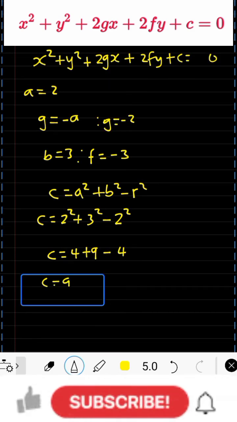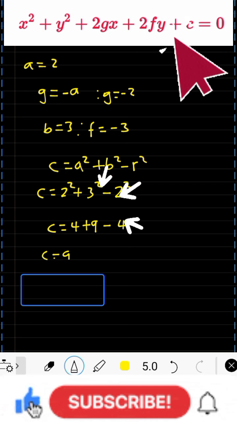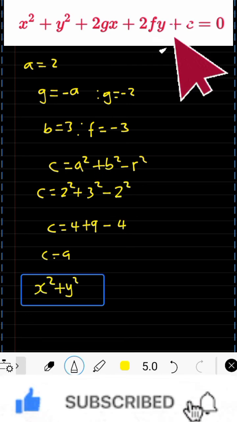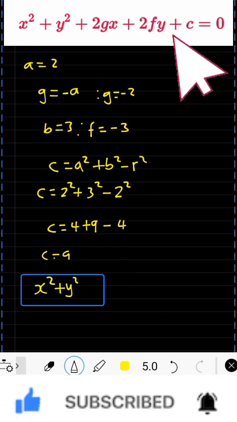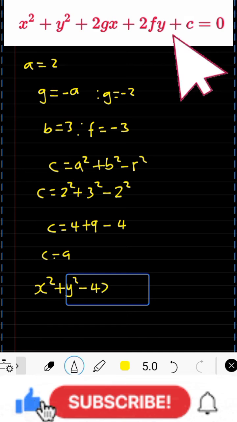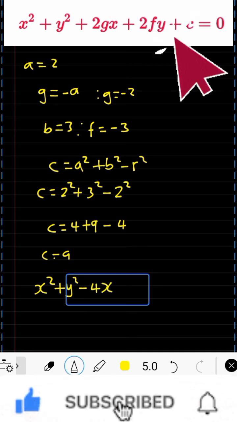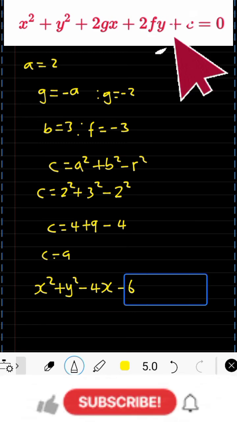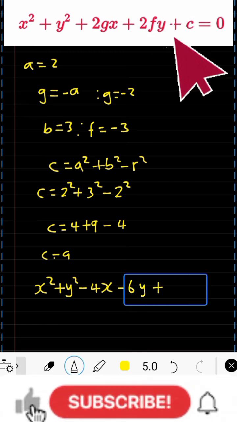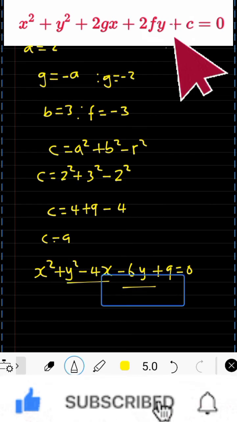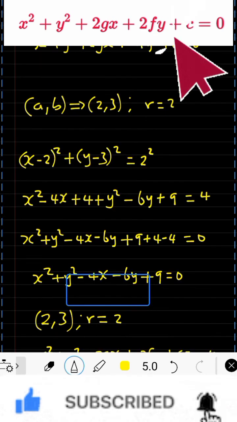Now let's substitute in this general form. We have x squared plus y squared, then plus 2 times g. What is my g? It is minus 2. 2 times minus 2 is minus 4x, then 2 times f. What is my f? It is minus 3. 2 times minus 3 is minus 6y, then plus, what is my c? 9 is equal to 0. So this is the answer we have. Let's compare it with the first answer we got when we expanded. So you can see that it is the same thing.